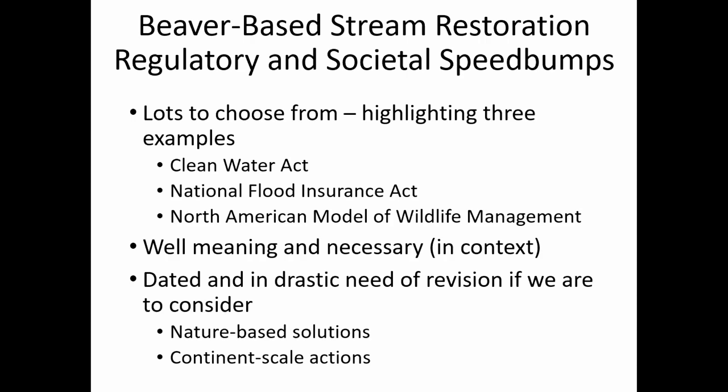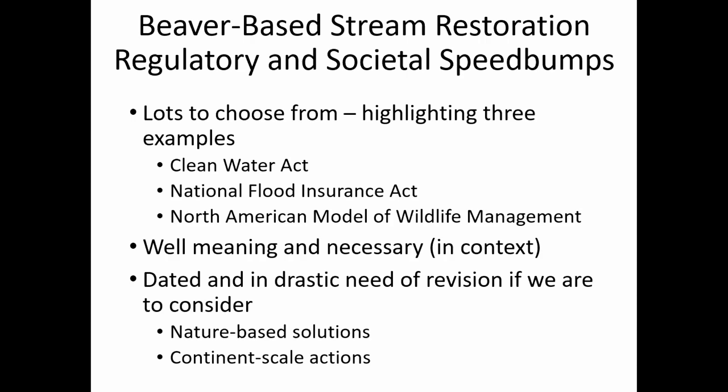But before that, you have to get permission to connect the floodplain. All right, there are lots of things that are standing in the way. I wanted to throw out 3 of them: Clean Water Act, National Flood Insurance Act, and the North American Model of Wildlife Management. These are all well-meaning. They are cultural constructs, or they are laws. They are there for good reasons, in the right time and place and context. Unfortunately, they're a bit dated and in drastic need of revision if we're really going to accomplish this.